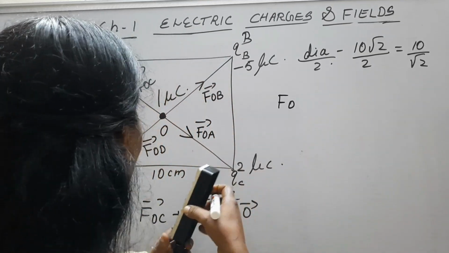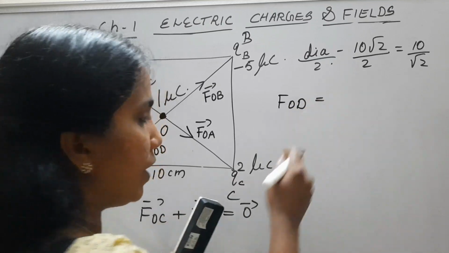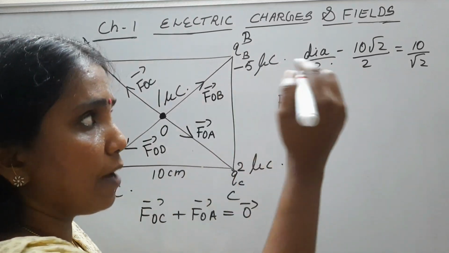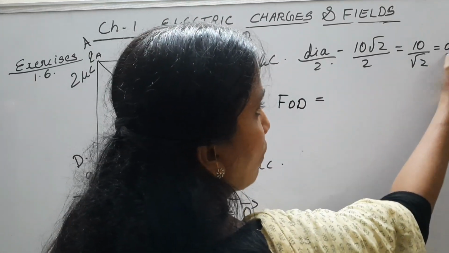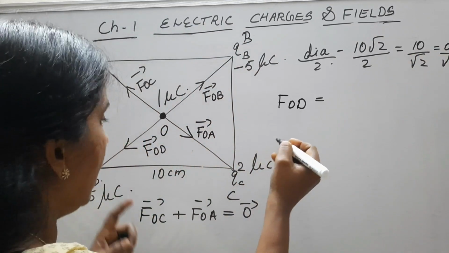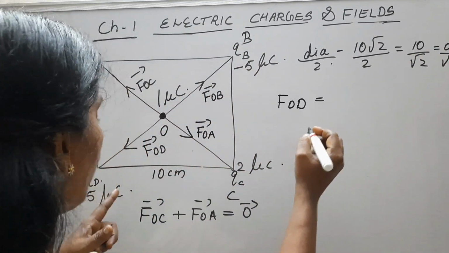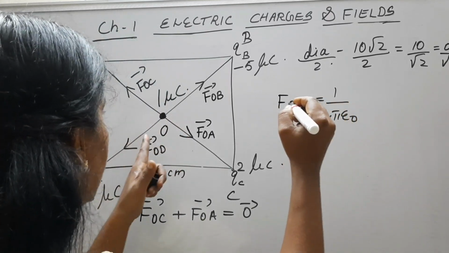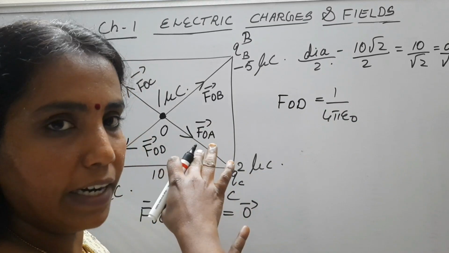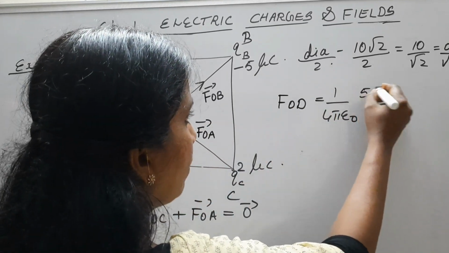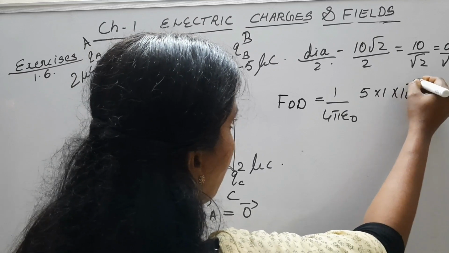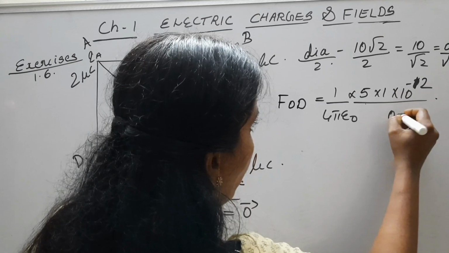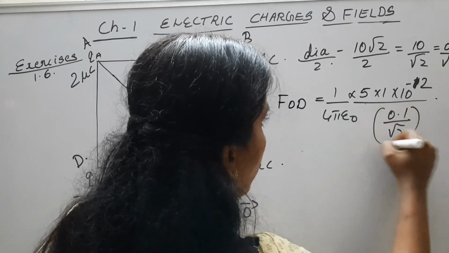So we will find FOD. Magnitude of FOD is equal to, so in all the cases that distance is 10 by root 2, that is the same as 0.1 by root 2. Okay, now coming to this side, so FOD equals 1 by 4 pi epsilon 0. The charges involved are minus 5 and 1, negative sign we considered in direction. So we have 5 into 1 into 10 raised to minus 12 divided by 0.1 by root 2 the whole square.